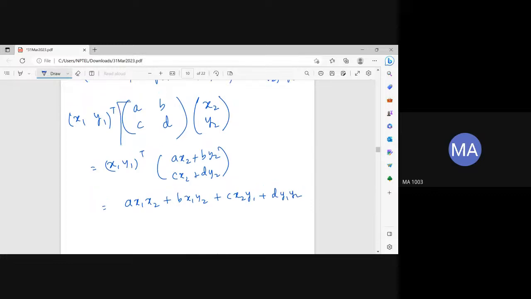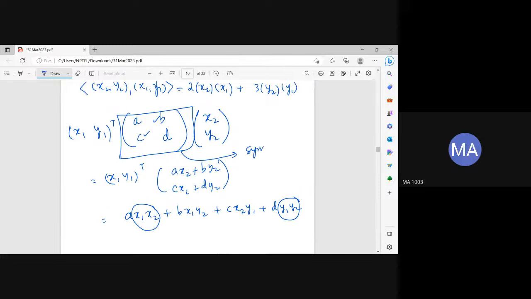So if you put it as a matrix, the coefficient of X1X2 is this diagonal entry. The coefficient of Y1Y2 is this diagonal entry. And the cross terms come from the off-diagonal entries, right? Yes, correct. So if this matrix is symmetric and positive definite, then, what is a positive definite matrix? A should be greater than 0, and the determinant of A, B, C, D should be greater than 0. If this is satisfied, then it's going to be an inner product.